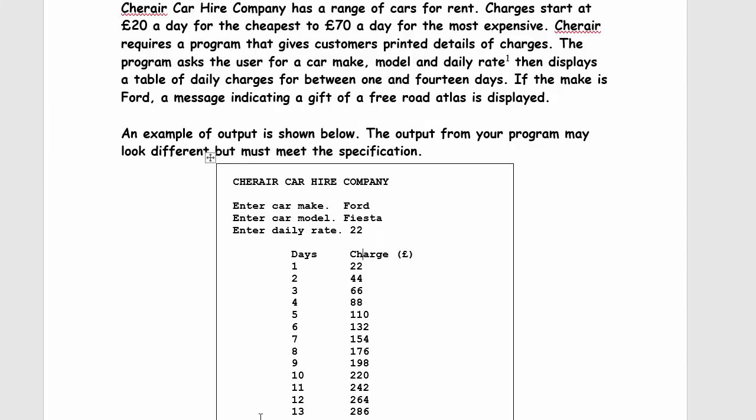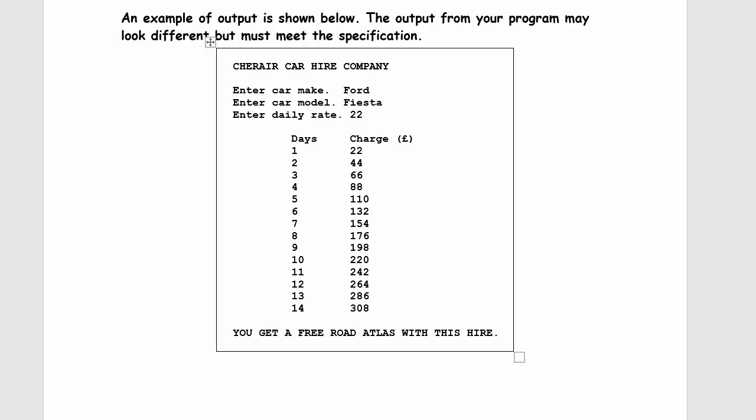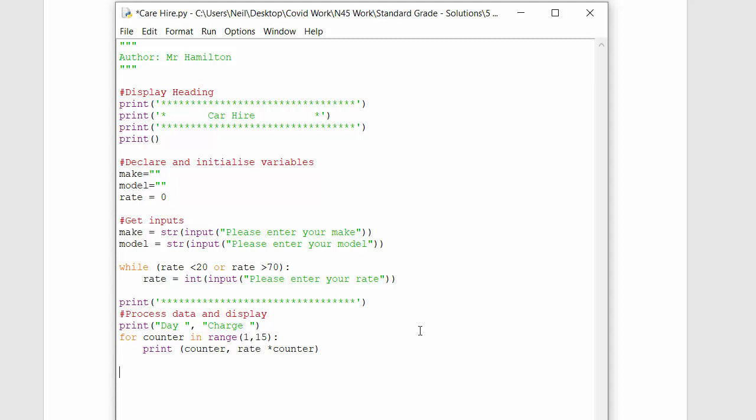All we need to do is get the wee message just to say you get a wee free atlas. So I'll go back to that program. Okay, and what we can say is, well, if make is equal to a string that you want, it's a double equal. So if make is equal to Ford, then you're just going to say print, you get a free road atlas with this hire. Okay, so that's your conditional statement.